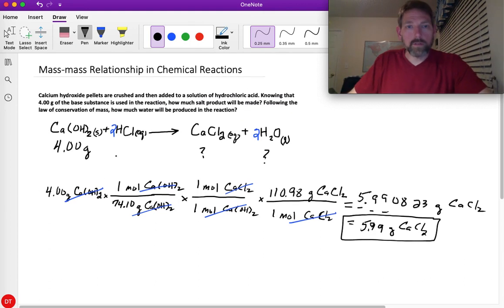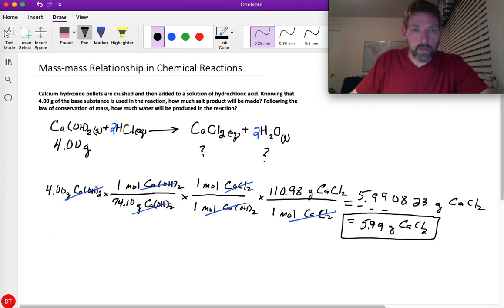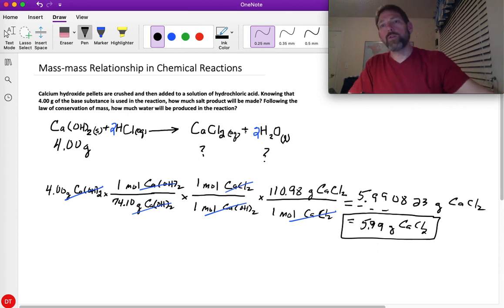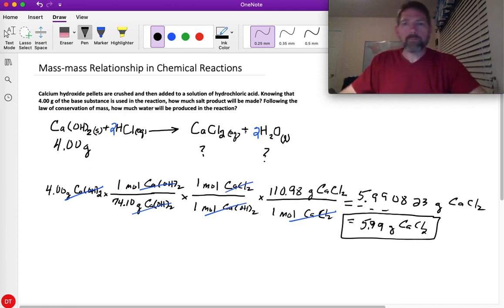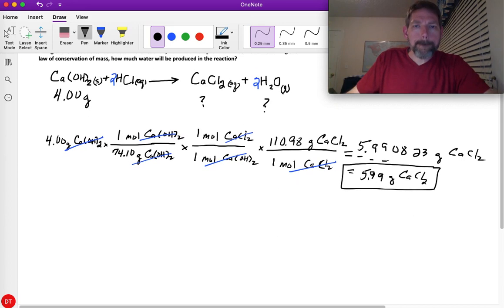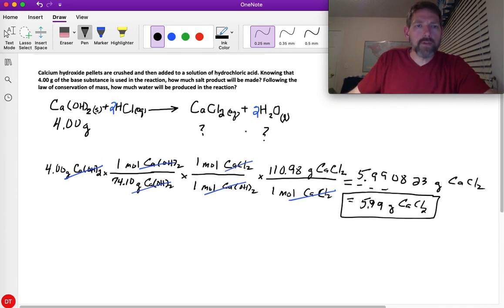All right, so now it looks like we did the first part of this. It says how much salt we produce. This assumes 100% efficiency. This assumes that everything in the reaction goes the way it's supposed to. There's no error whatsoever, which is very possible to do. People do it all the time. So now the next part says, following the law of conservation of mass, how much water will be produced in the reaction.